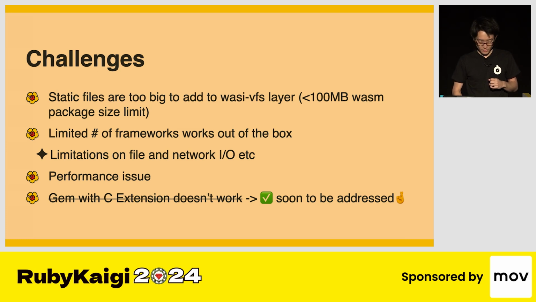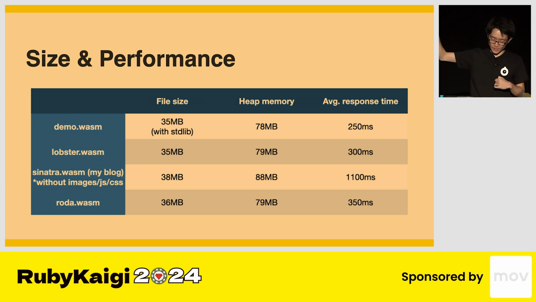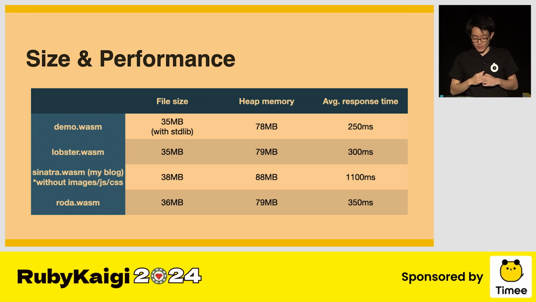Lastly, the performance issue that I wanted to touch on here: the size and the performance. There are a few applications that are working on the Fastly edge network. File size is not that different, you can see from 35 to 38 megabytes. Those are the sizes basically. And also the heap memory is more or less the same. Sinatra consumes more memory than others, which is understandable, since it is a relatively bigger application with a larger amount of code.